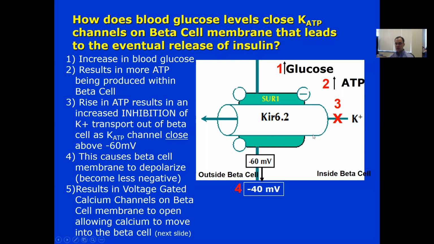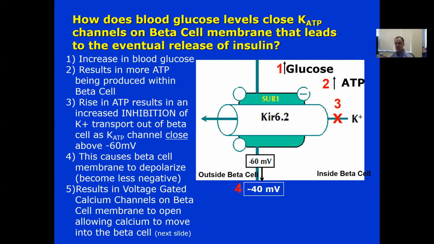As a result, they're going to close off. The Kir6.2 channel is going to close, preventing potassium from escaping the beta cell. As a result, potassium with its positive charge is going to accumulate. That's going to cause depolarization of the cell membrane, which basically means the cell membrane is now going to become less negative. It's going to move from minus 60 millivolts to minus 40. As a result, that wave of depolarization is going to make its way down the cell membrane.